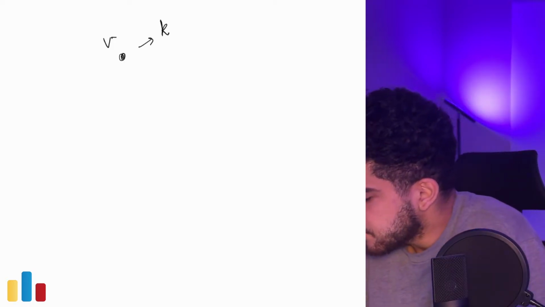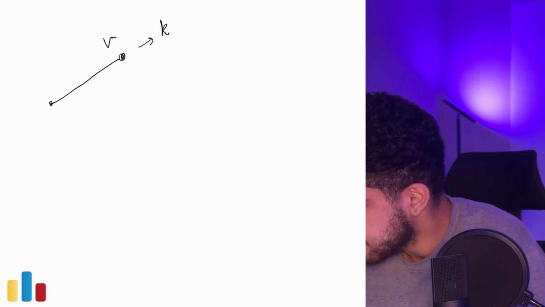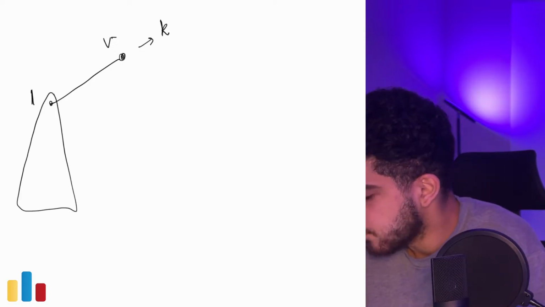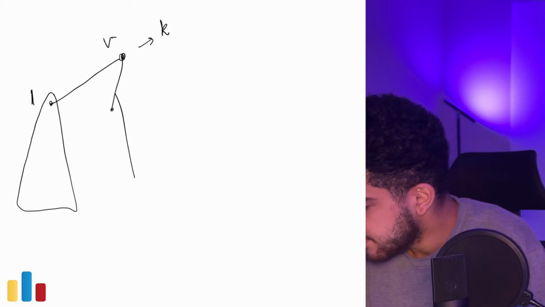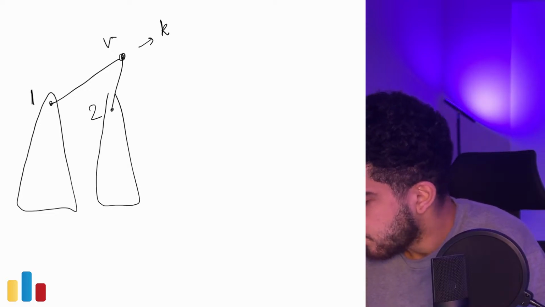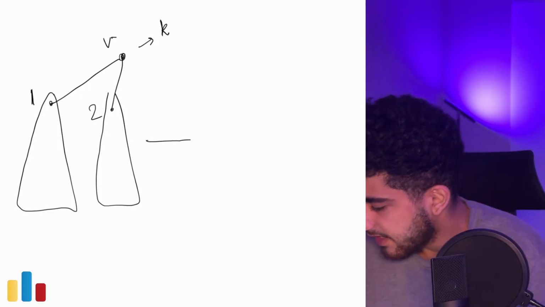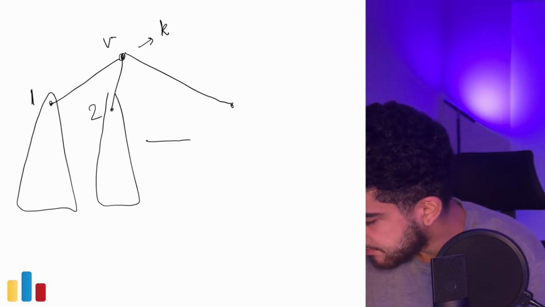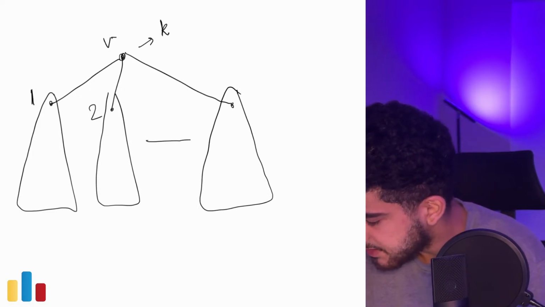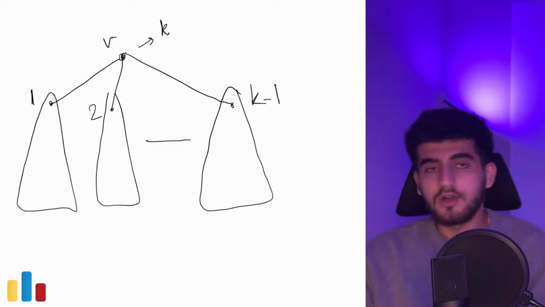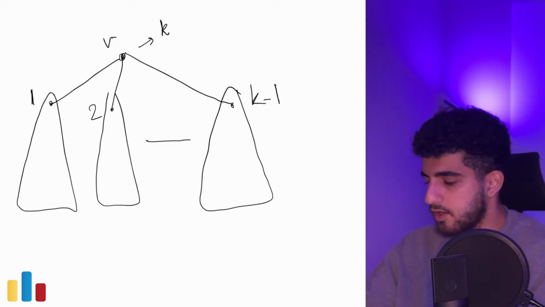The point is that V should have a neighbor such that it will be removed at step 1. Also, it should have a neighbor that will be removed at step 2. Also, a neighbor that will be removed in step 3. And also, a neighbor that will be removed at step K-1. So it should have all of these.